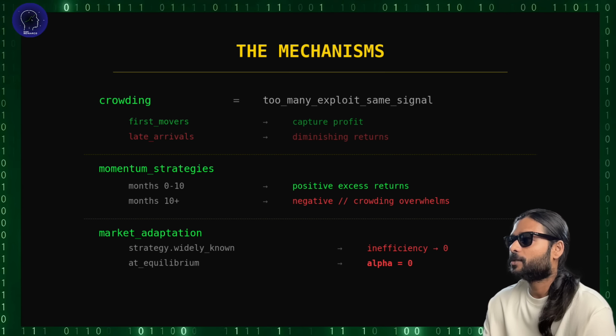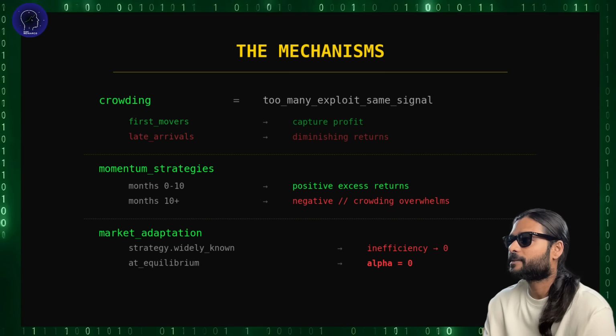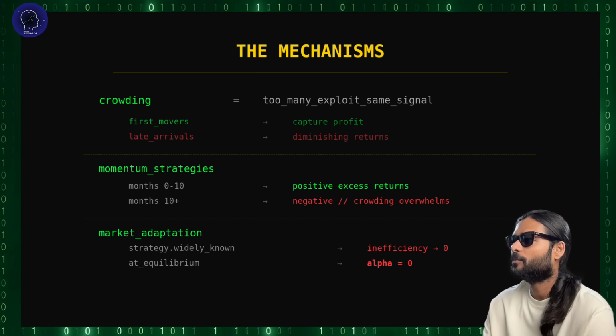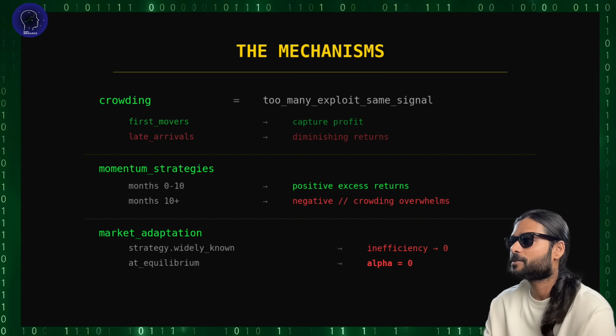Crowding occurs when too many participants exploit the same signal simultaneously. First movers capture the most profit. Late arrivals find diminishing returns. Momentum strategies show positive excess returns for roughly 10 months, then turn negative as crowding overwhelms them.